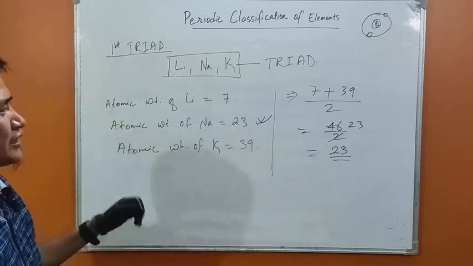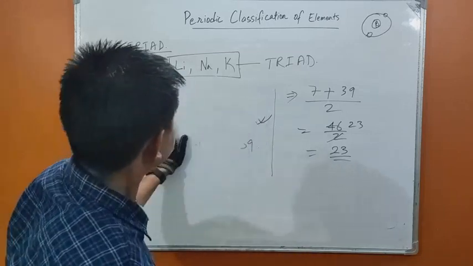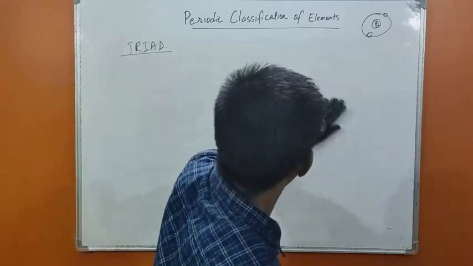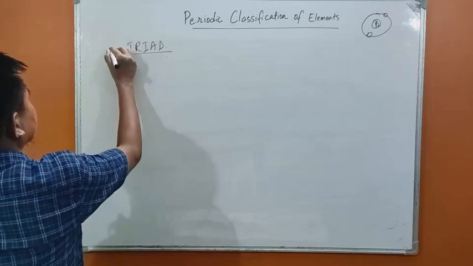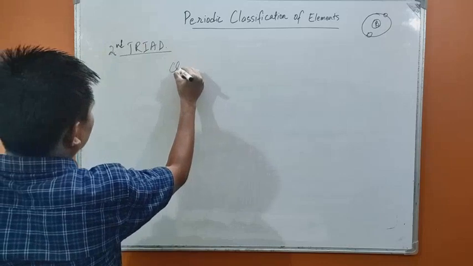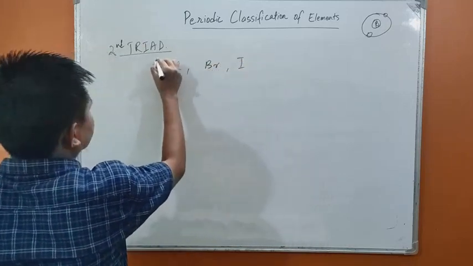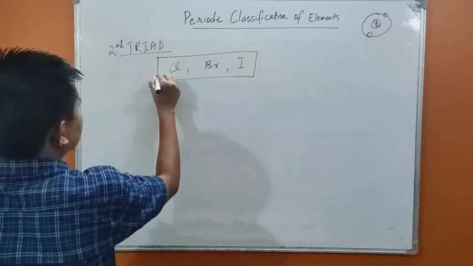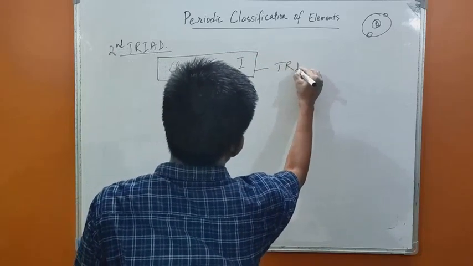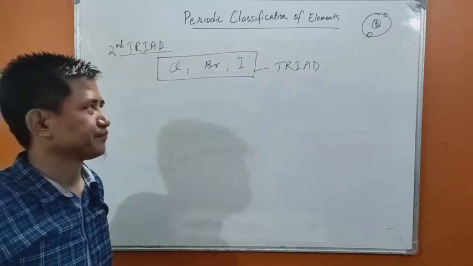Okay, please take the screenshot. I'm going to the next triad. The next triad given by Doberiner is the second triad: chlorine, bromine, and iodine. He made a group of these three elements, chlorine, bromine, and iodine, and called it a triad.